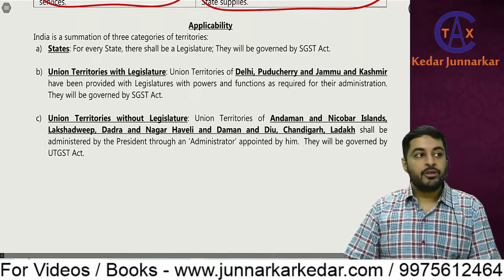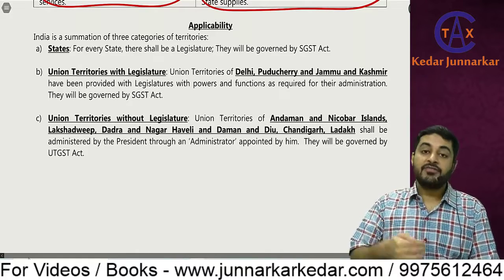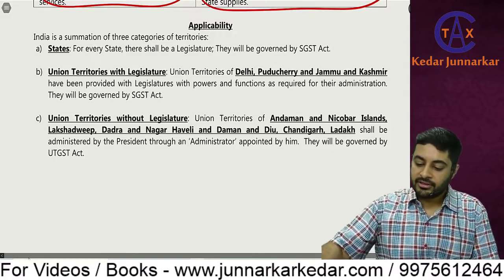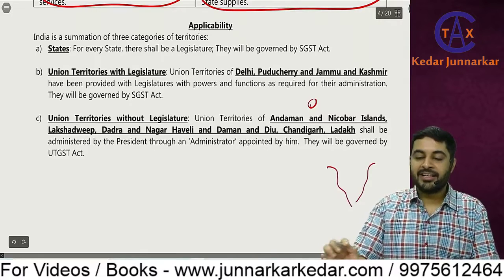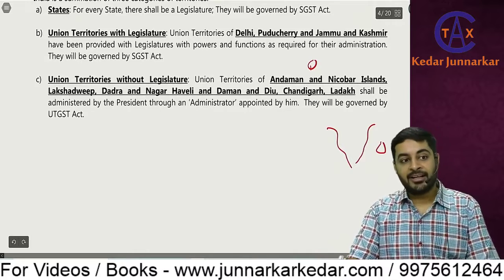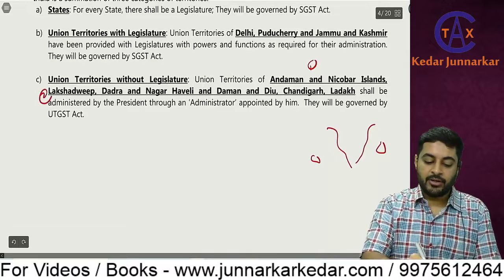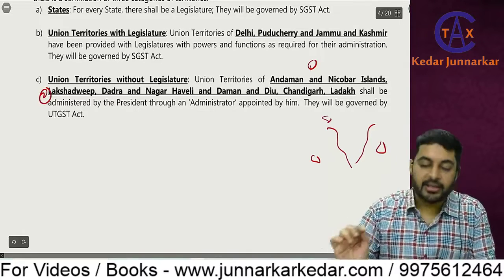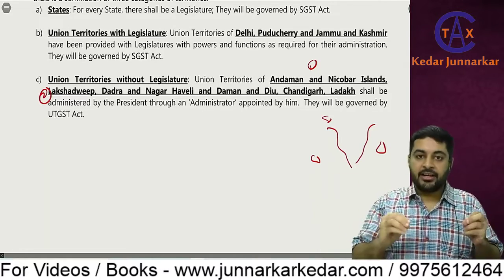Then second, union territories with legislature. Okay, first I'll read point C: union territories without legislature. Union Territory of Andaman and Nicobar Islands, so this is first. Assuming that this is India, on this side we have a set of islands, the Andaman and Nicobar Islands. Then on this side we have Lakshadweep, that is the second union territory. Third, Dadra and Nagar Haveli, Daman and Diu. Somewhere here in Gujarat you have Dadra and Nagar Haveli, Daman and Diu.